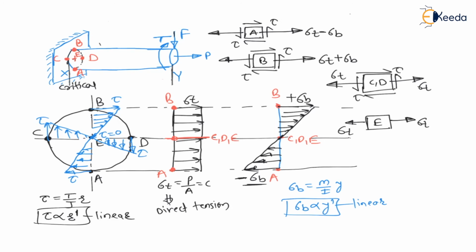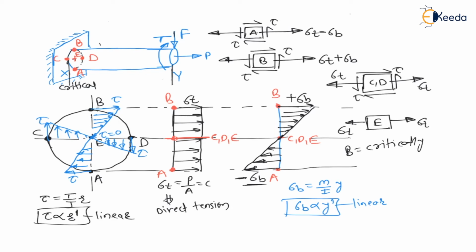Now, if you carefully observe the state of stress, at point A, sigma B is subtracted from sigma T, and at point B, sigma B is added to sigma T. Means on element B, there is torsional shear stress as well as tensile bending stress and tensile normal stress, direct tension. Therefore, out of all the points, can we say that point B is critically loaded? B is critically loaded, right?